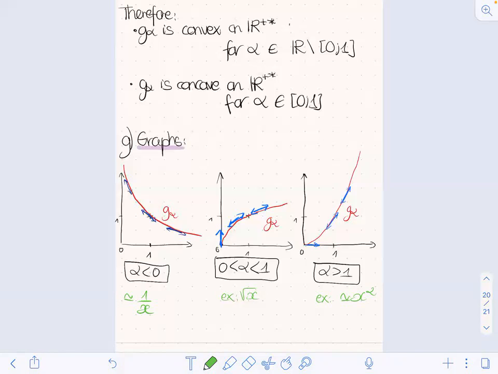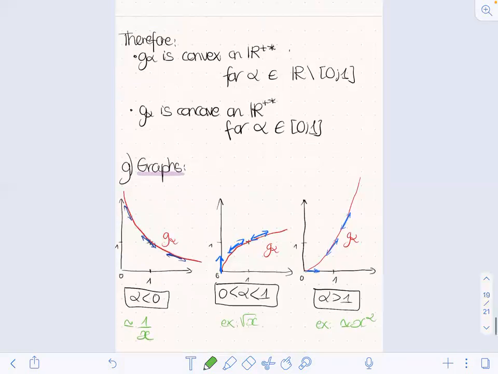And that finishes this exercise on power functions. So, do you have any questions related to what we've just done? No, not really. Okay. Yeah, it's quite a long exercise.